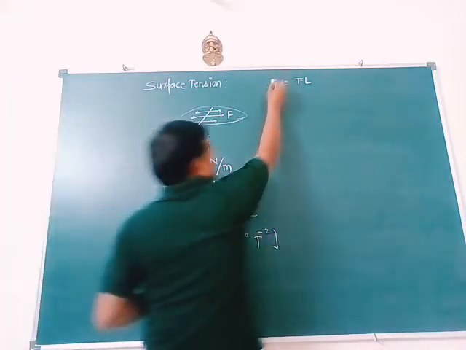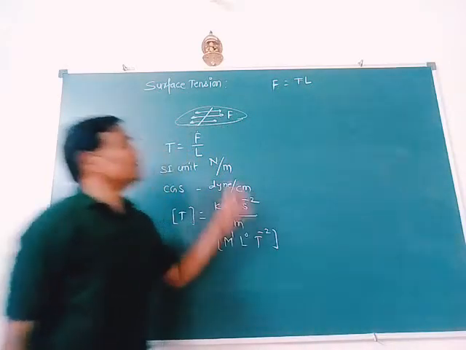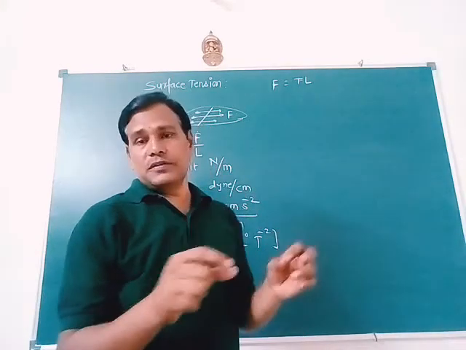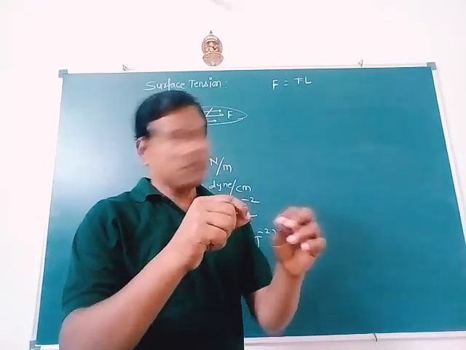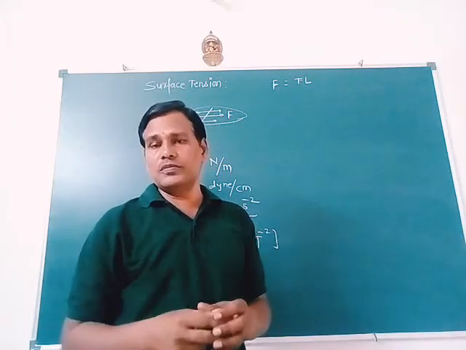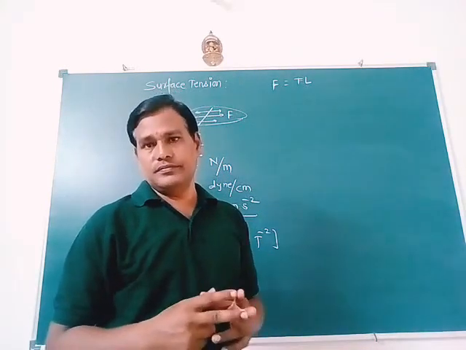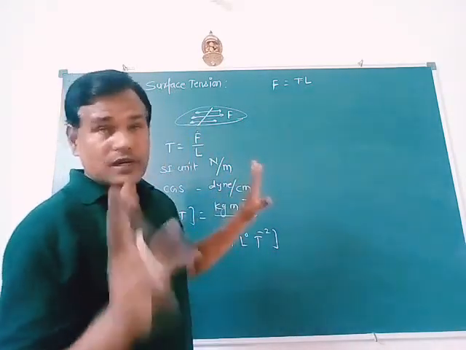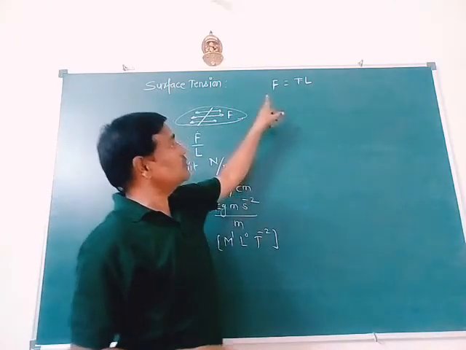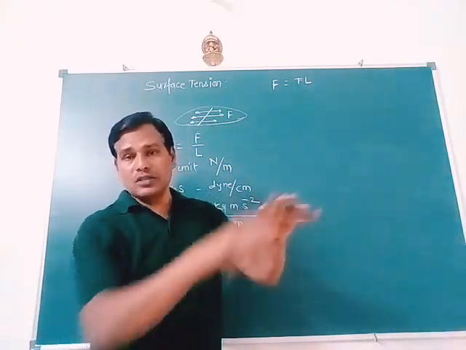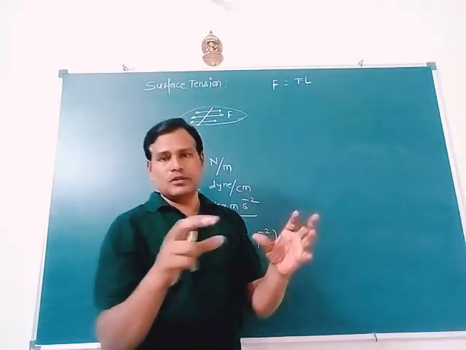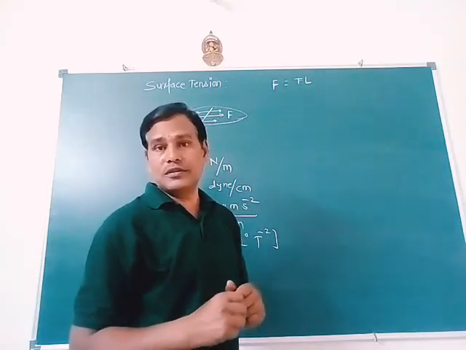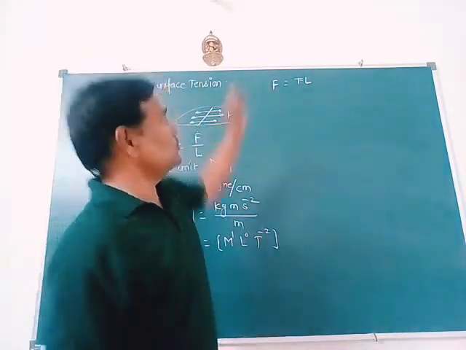So force acting on a particular length is equal to capital T into L. One thing must be remembered here: if the surface, or we can say the length of any object, is in contact with the liquid, then we have to consider two surfaces. So we will write different formulas for the force acting on different shapes of wire, frame, or length of any object in contact with liquid. So force equal to T into L.